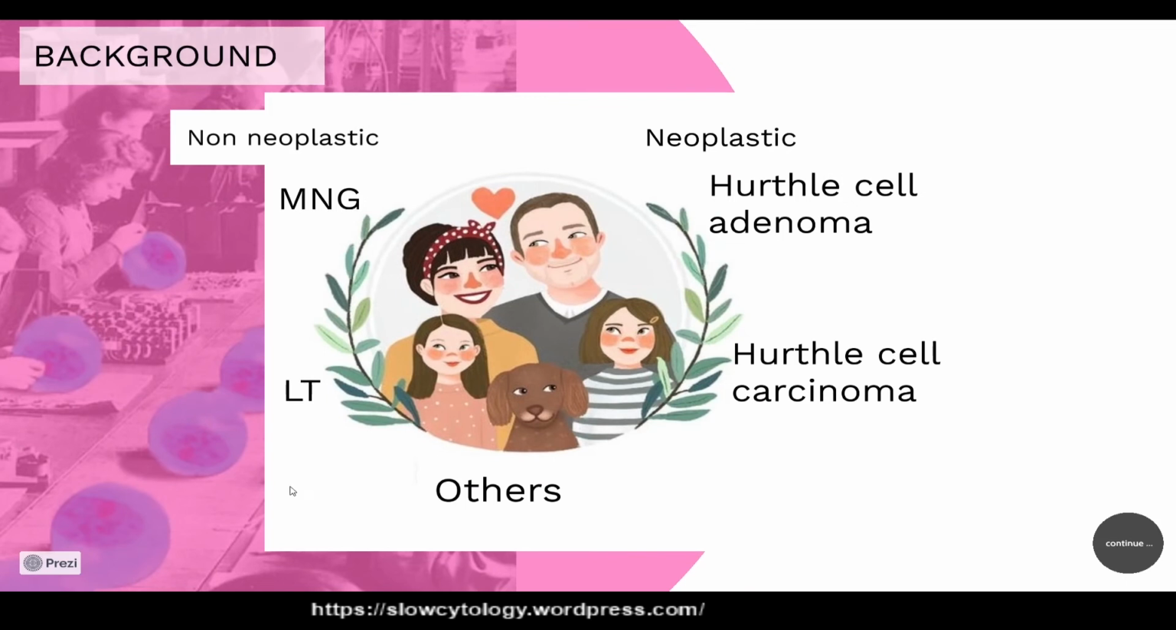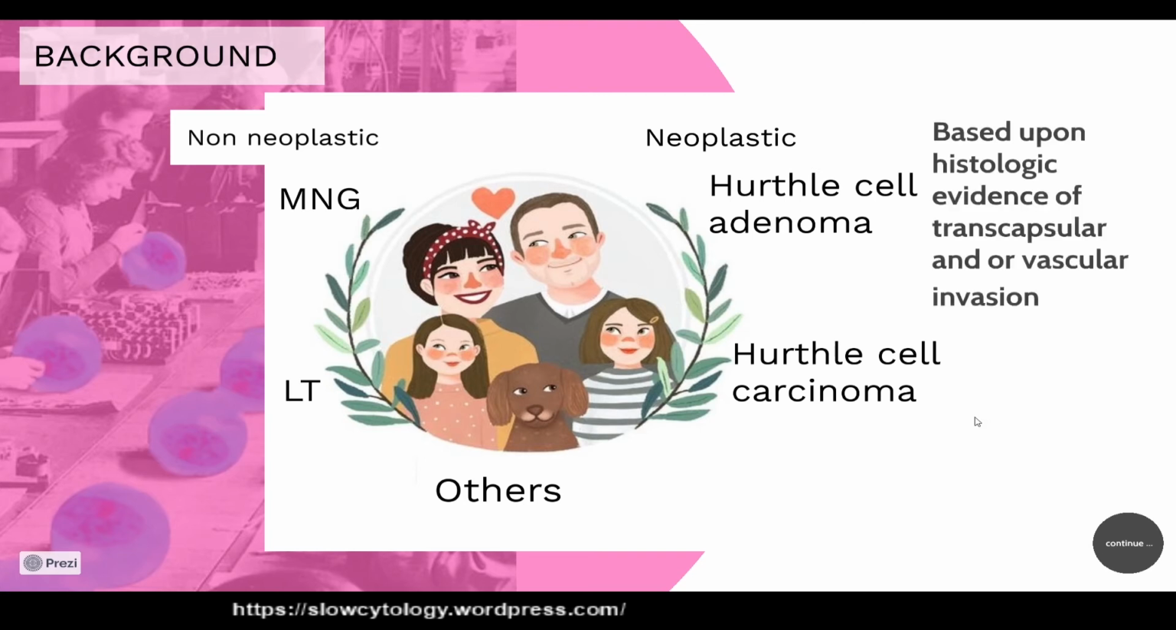Lesions that are diagnosed cytologically in this Bethesda category are composed of both neoplastic and non-neoplastic lesions. These are multinodular goiter and lymphocytic thyroiditis, Hurthle cell adenoma, and carcinoma. The distinction between adenoma and carcinoma is based upon histologic evidence of capsular and/or vascular invasion.